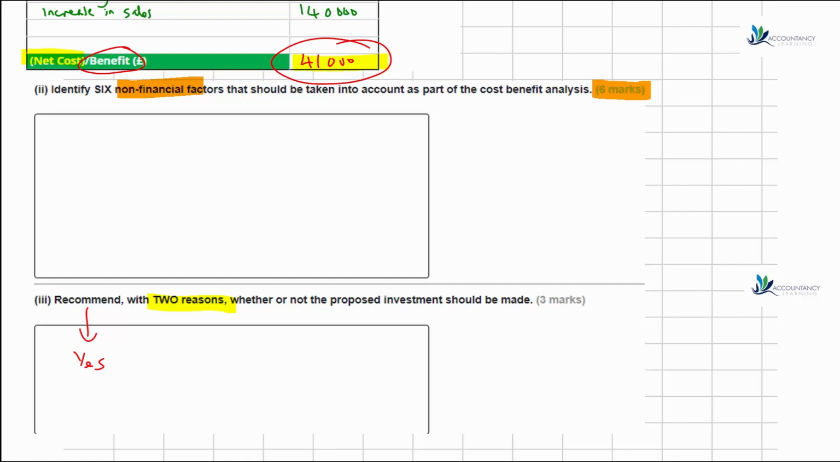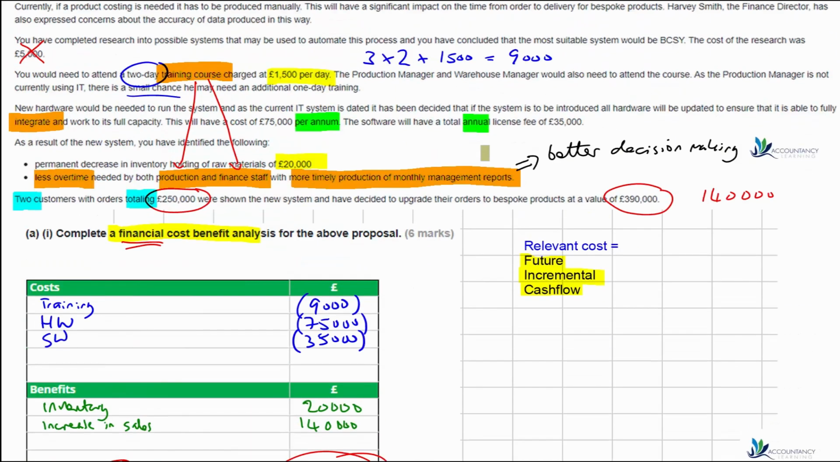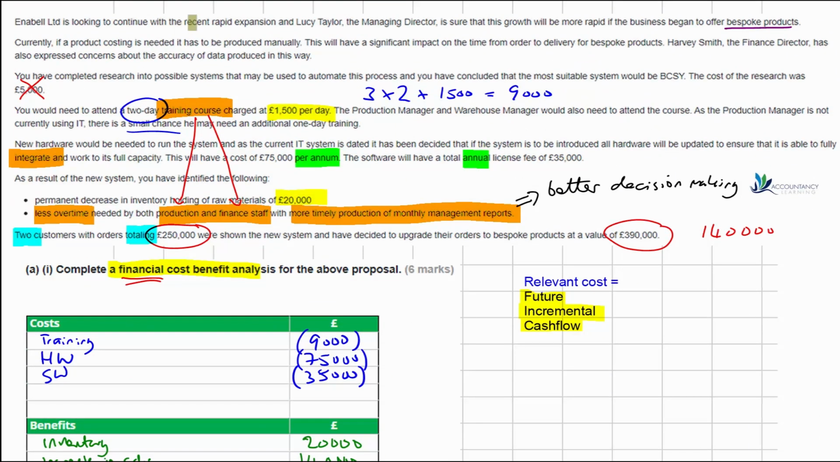But also it's going to support, remember, what did we want to do? We want to continue with our recent rapid expansion. So this is going to support our strategy to expand the business. And we can see that our customers are going to be happy with this, because customers want to upgrade their products. So there's a further reason for doing this as well. We're going to please our various stakeholders.